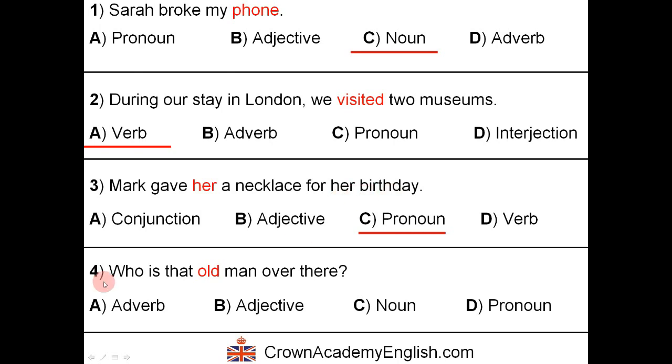Okay, question four. Who is that old man over there? So what type of word is old? Well, the answer is B, an adjective. So an adjective modifies a noun. So the noun is man, and old modifies man. It tells us more information about the man.